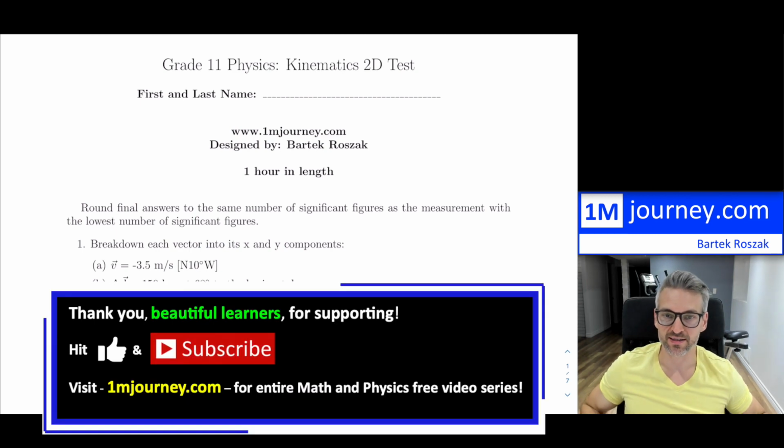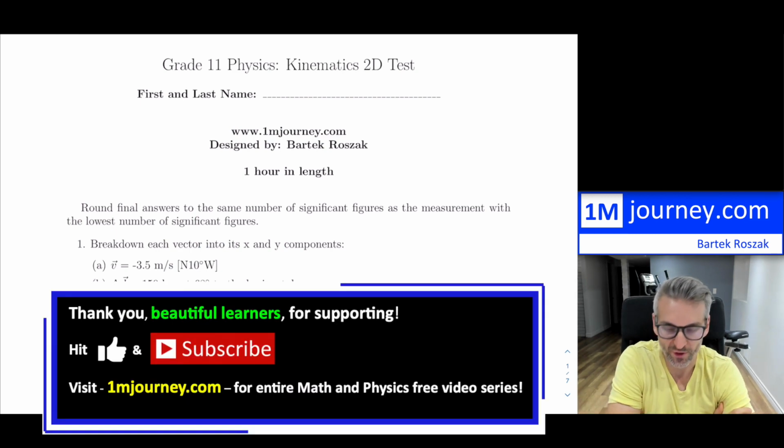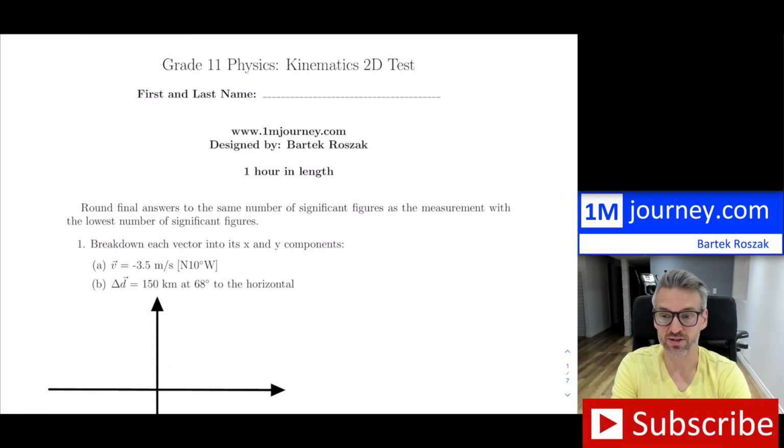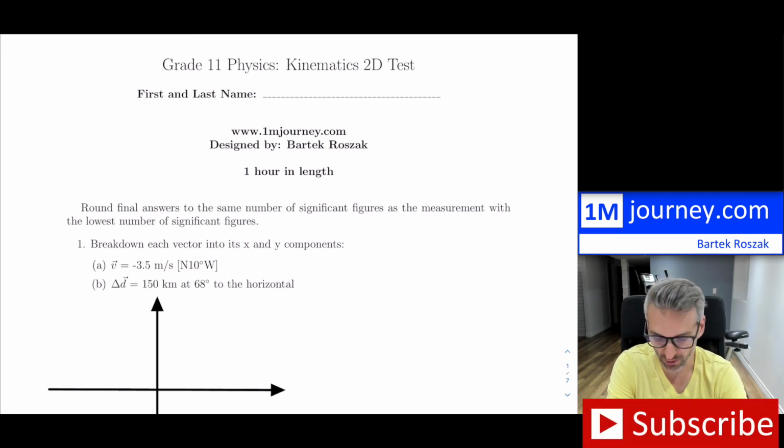Here's a kinematics two-dimensional test for you. This is on the assumption you're in grade 11 and taking kinematics for the first time. This test isn't the easiest one. There are some easier questions, but there's also some tougher questions, which I hope will challenge you.